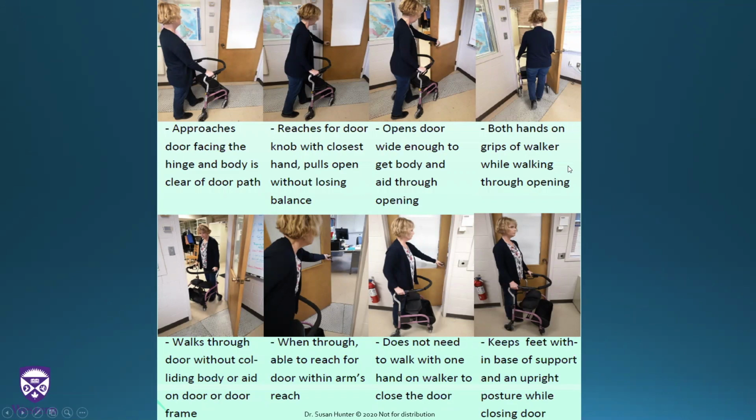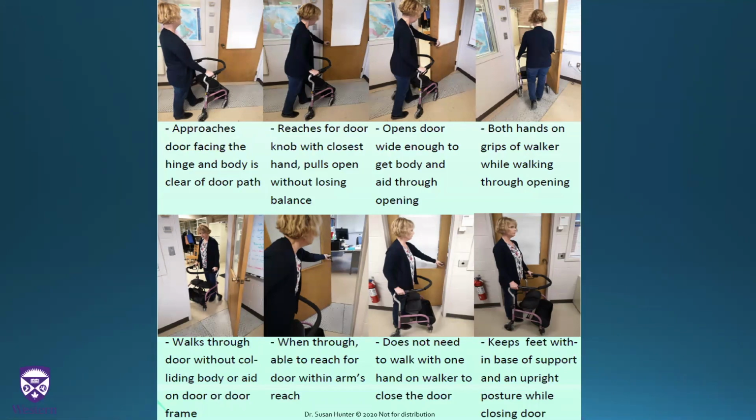They have both hands on the hand grips of the walker while they walk through the door. Again, they're able to walk through the door without colliding of their body or the aid on the door frame. Now, once they are through, they are able to reach for the door within comfortable arm's reach. To close it, they're able to pull the door closed, and they don't need to make any sort of additional movements of having to walk with one hand on the door or one hand on the walker as they close the door. And again, the person's feet stay within the base of support through the entire activity.